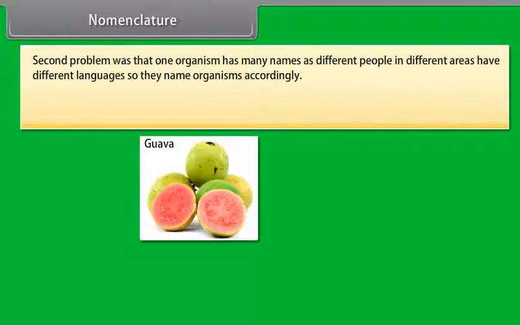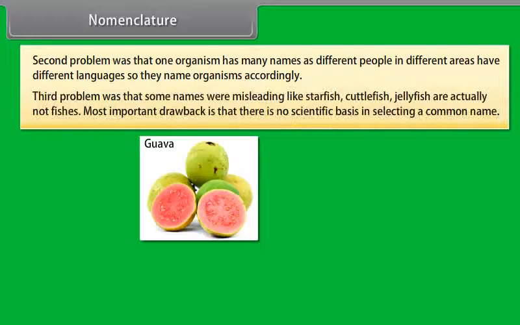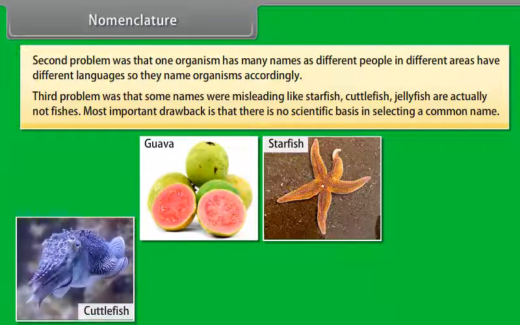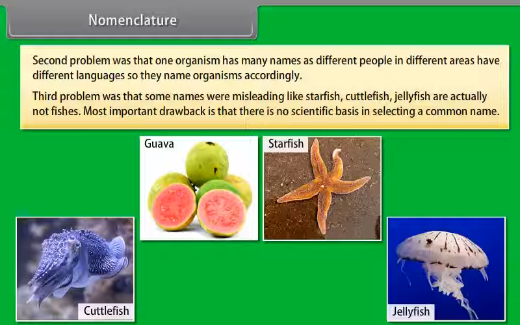Second problem was that one organism has many names as different people in different areas have different languages, so they name organisms accordingly. Third problem was that some names were misleading, like starfish, cuttlefish, jellyfish are actually not fishes. Most important drawback is that there is no scientific basis in selecting a common name.